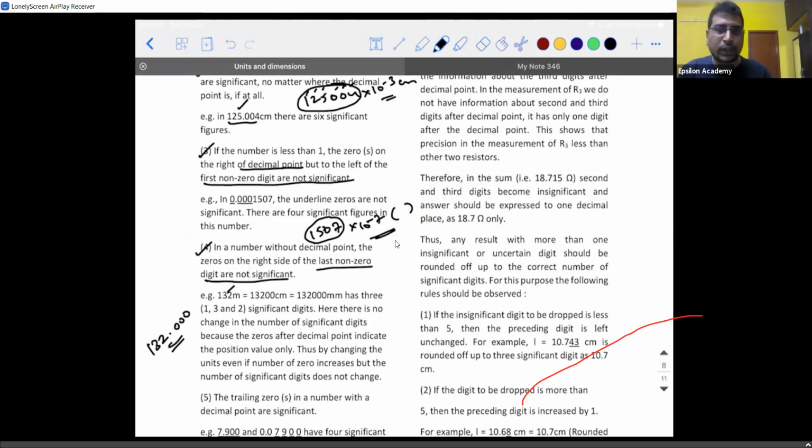These are all the rules, okay? This is not what I framed. These are all the ways things are measured. So I'm just trying to explain whatever is there.